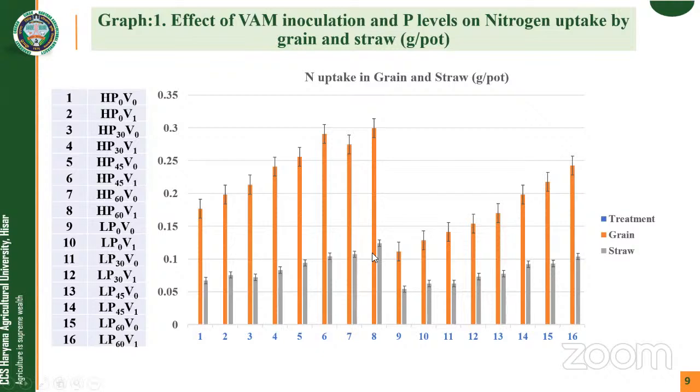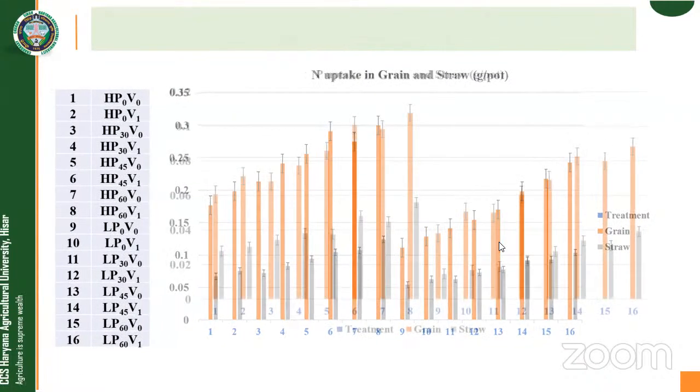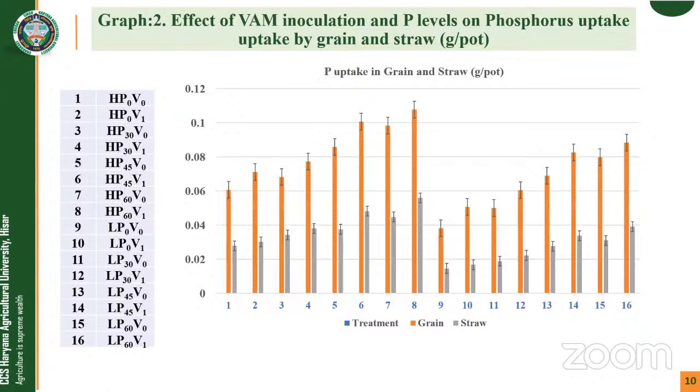And with an increase in the phosphorus level and with application of VAM also, the nitrogen uptake increases in both grain and straw, while the conjugate effect of both is more prominent compared to the single or individual effect. And talking about the phosphorus uptake with VAM and phosphorus level, the same trend is observed: when we increase the level of phosphorus application from 0 to 60, the phosphorus uptake in both grain and straw increases in both heavy and light soil.